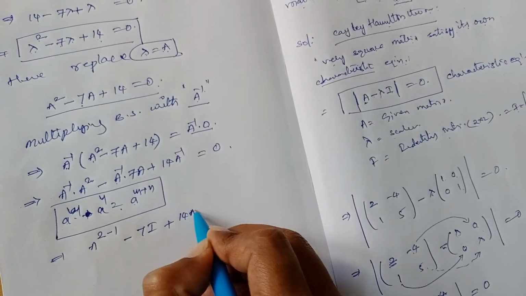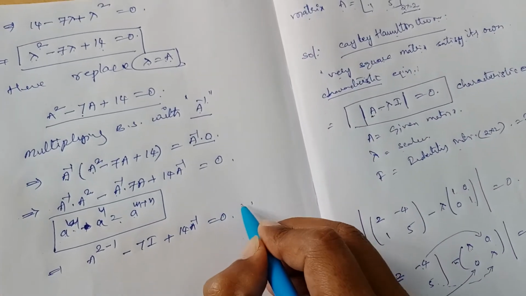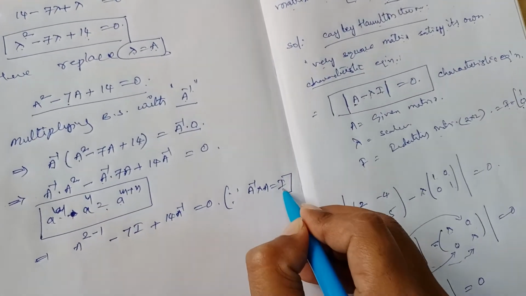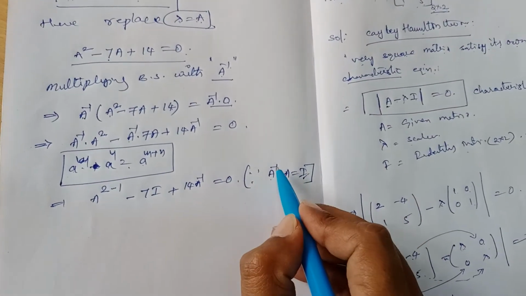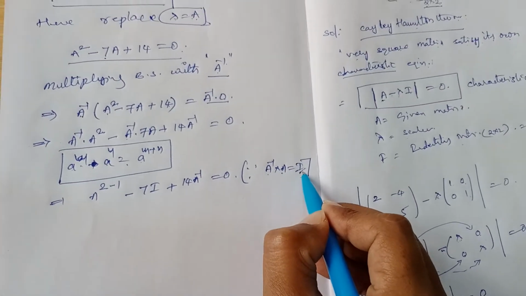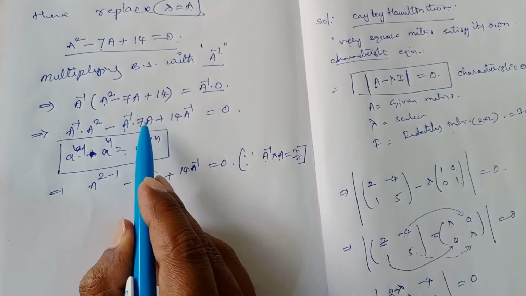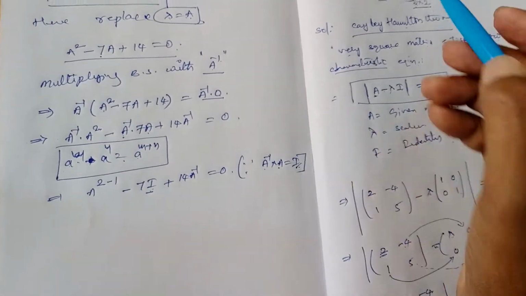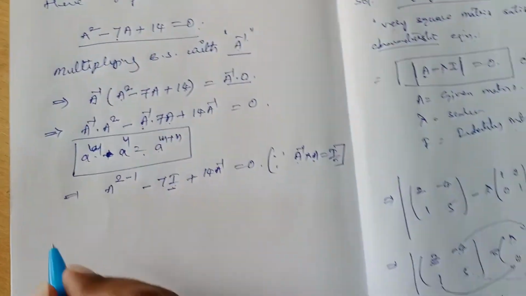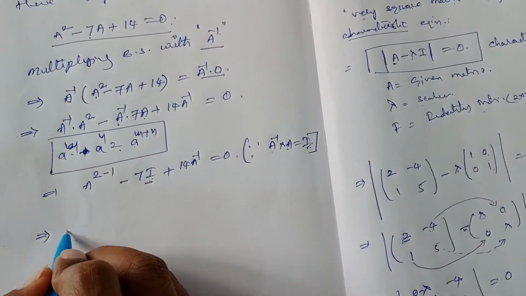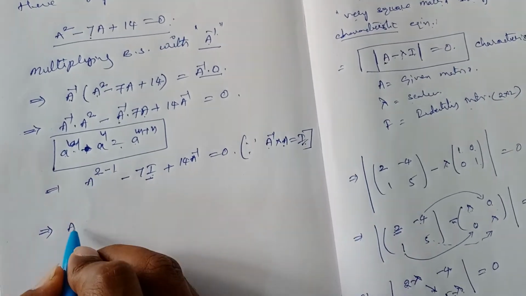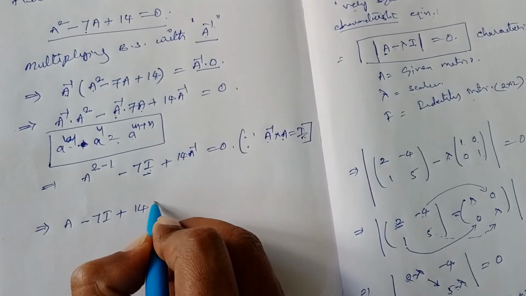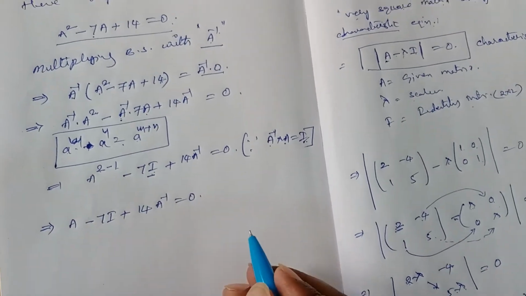Plus 14 into A inverse is equal to, since A inverse into A is equal to the identity matrix. If we multiply A inverse and A, we will get the identity matrix. So here also A inverse into A is the I matrix. I is also a 2 by 2 matrix. That is equal to A to the power 2 minus 1 is A, minus 7I plus 14 into A to the power of minus 1 is equal to 0.